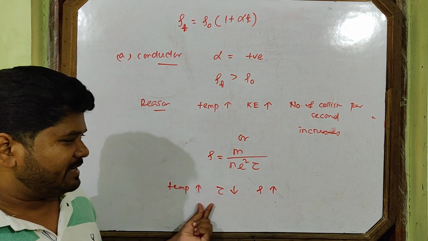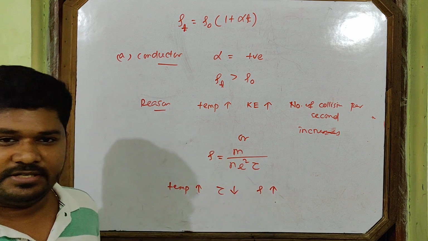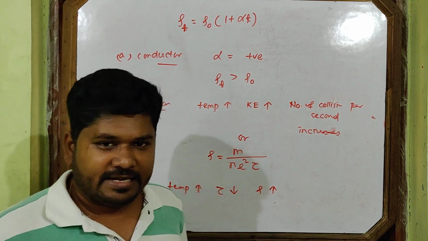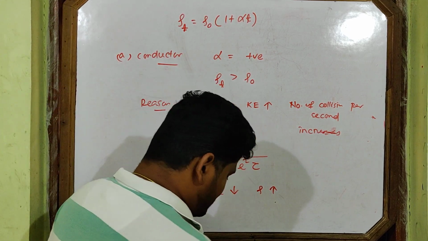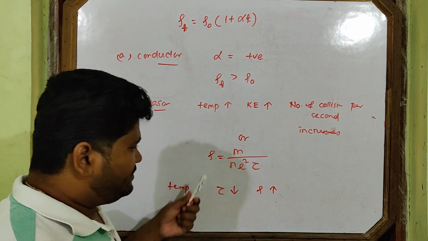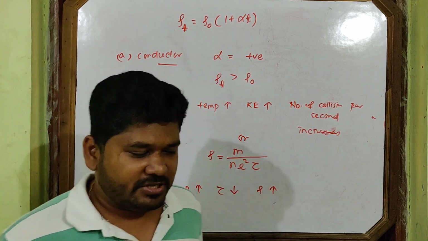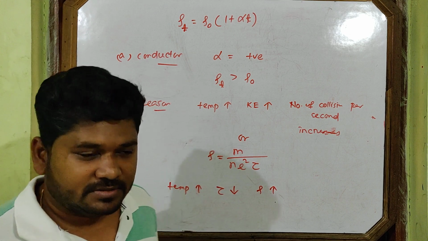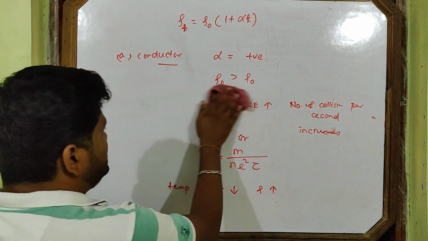Mathematically also we can explain it. In two ways we can explain it. Either one you can write in the exam. Don't get confused about which one to write in exams. I am explaining two methods. Any one method you can write, no problem, you will get full marks. So this is about conductors.